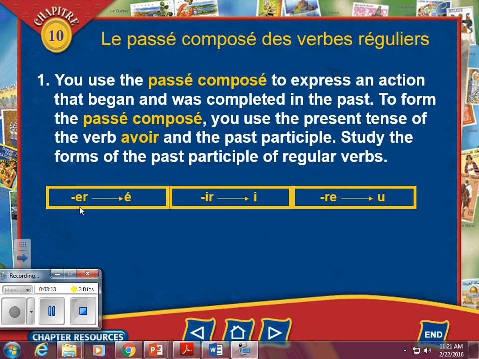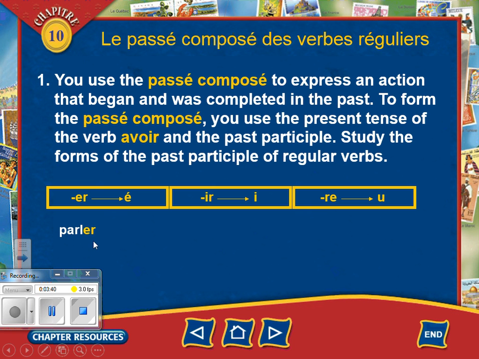For a regular ER verb, I simply take the ER off of the infinitive and replace it with an E accent aigu. Notice how these sound the same, by the way, A and A. For an IR verb, I just drop the R from the infinitive and my ending is I. And for an RE verb, the RE is taken off the infinitive and replaced with a U. Let's look at some examples.